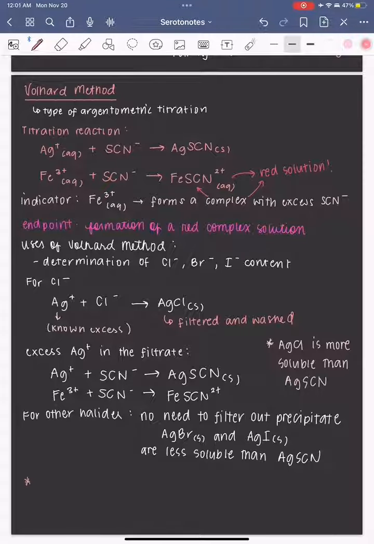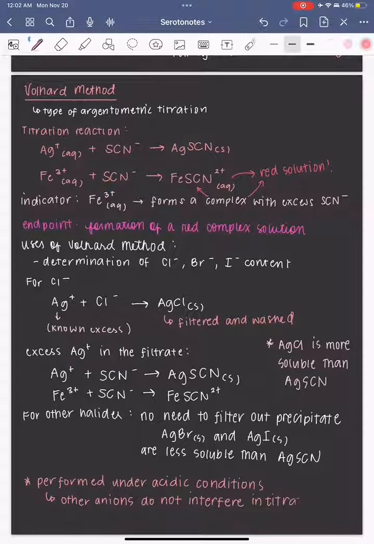One characteristic of the Volhard method is that it is performed under acidic conditions. This is helpful because other anions do not interfere in the titration because they have soluble salts in acidic conditions. Such anions are carbonate, oxalate, and arsenate. So for the Volhard method, the complex ferric thiocyanate is our keyword. Make sure you see the blood red solution.